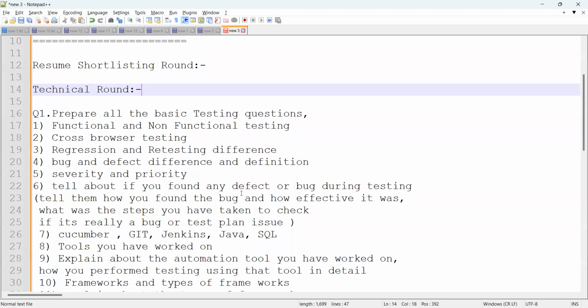Again, if you have worked on Cucumber, or if you have written Cucumber in your resume, then the interviewer might ask you about Cucumber. What is Cucumber, what is BDD, what is the language used in Cucumber, and what are the other keywords of Cucumber, like given, when, then, background, and what are hooks, and all those things. These are related to automation. If you have written that you are also doing automation, then you have to answer all those questions.